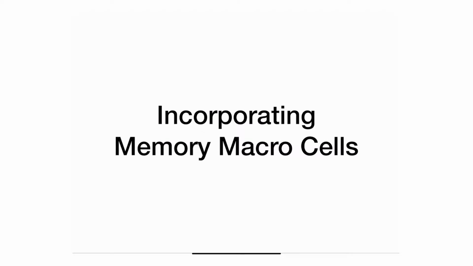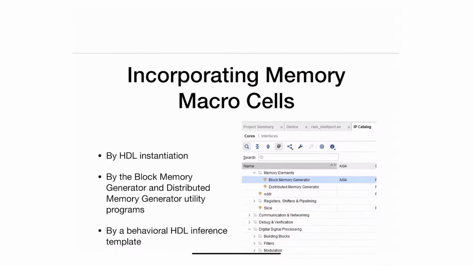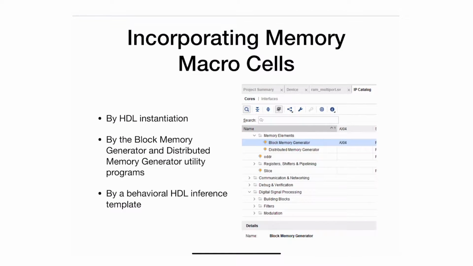So we want to incorporate the memory macro cells as opposed to lookup tables to implement memory. In this video, I'm going to show you a couple of methods to do this. As it turns out, there are 3 ways to do it. One is by HDL instantiation. So let's see, what does that mean?